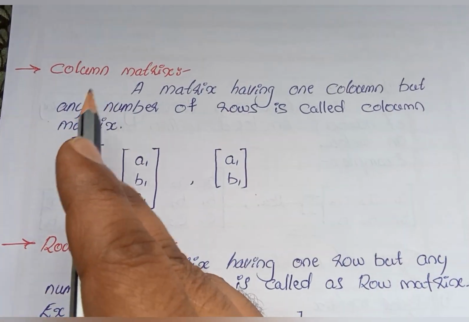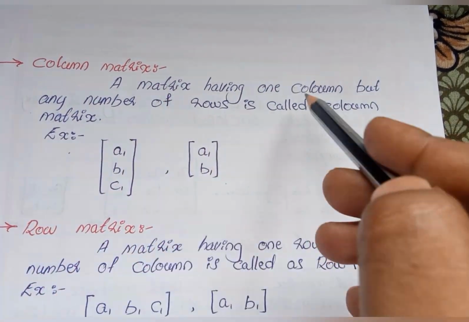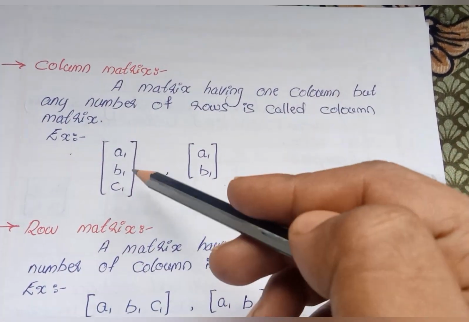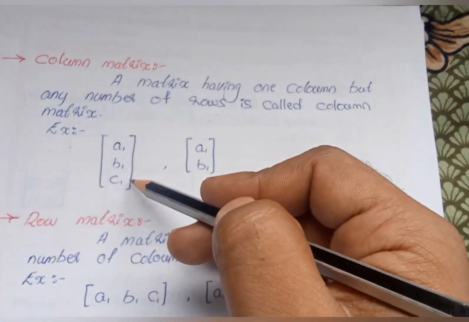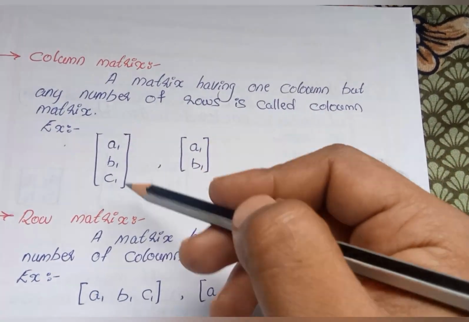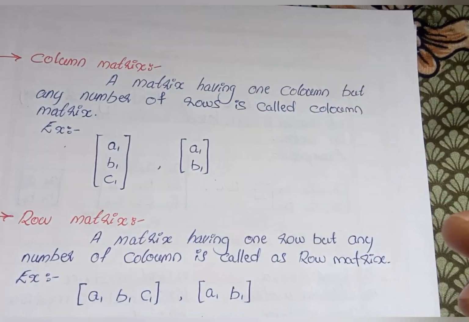So next we go for the column matrix. A matrix having one column. It has one column, but any number of rows, and is called a column matrix. Any number of rows we can apply, but the column will be 1. This is known as a column matrix.